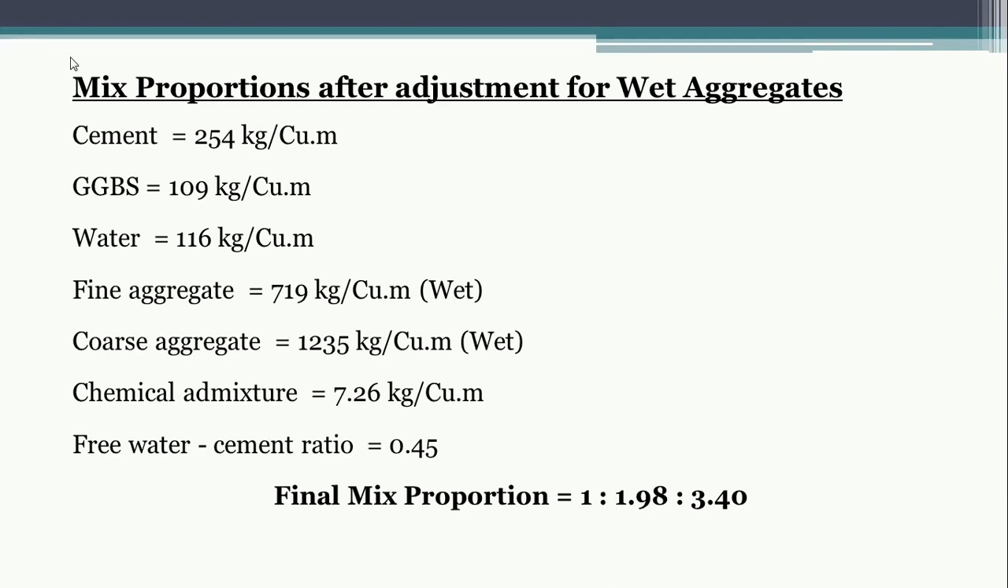So now the final mix proportion: the total cementitious content is 363, so we have taken it as 1. For fine aggregate, 719 divided by the total cementitious content 363, so 719 by 363 you will get 1.98. For coarse aggregate, 1235 divided by 363, you will get 3.40. So this is the final mix proportion for the wet condition.